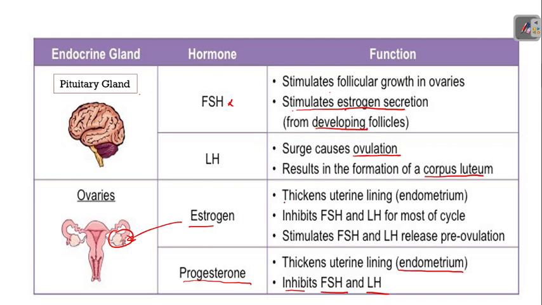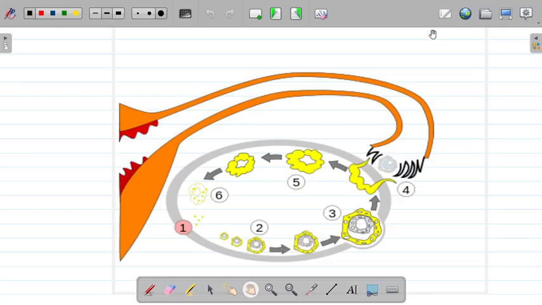Good. Then the estrogen thickens the uterine lining as well, and then inhibits FSH and luteinizing hormone for most of the cycle. It also stimulates FSH and LH release before ovulation. But that we'll touch on later on. Let's start with the ovarian cycle.